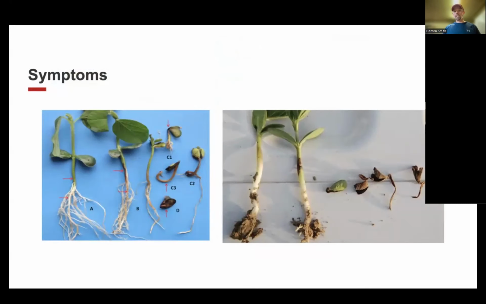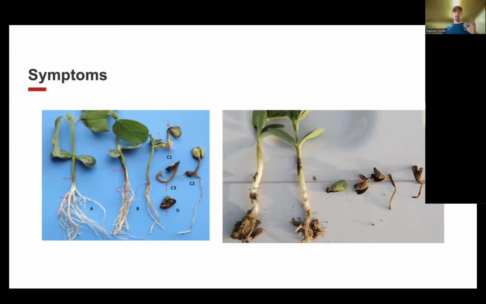Just to show you some of the symptoms that can be caused here, we can have root rots, we can have hits on the lower stem portions in these newly emerged seedlings. So you want to be looking and digging and washing roots and taking a look at what's going on there. You can see the roots basically blasted off these seedlings here.